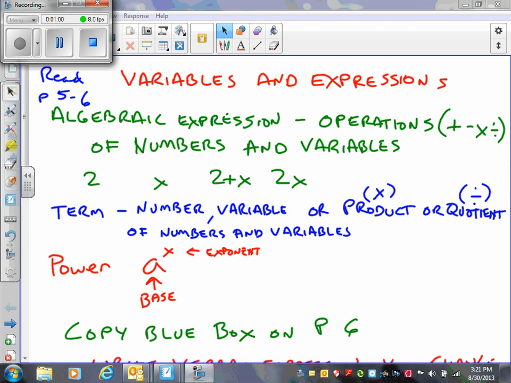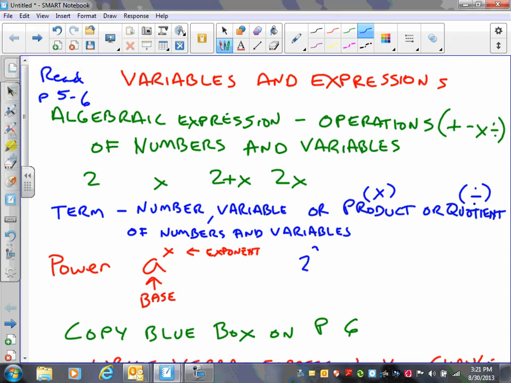A power is a base, a big number, raised to an exponent. That's the little number. And what that means is if I have 2 to the third power, that is 2 times 2 times 2.